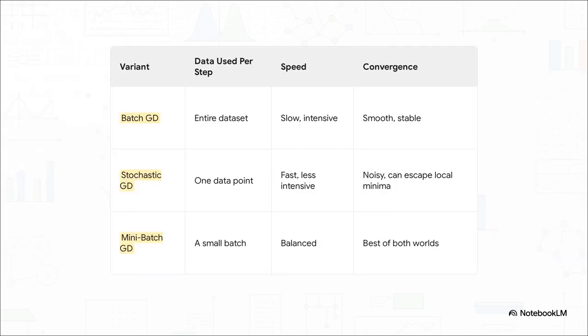Now, this engine has a few different gears. You've got batch gradient descent, which uses all your data for every single step.